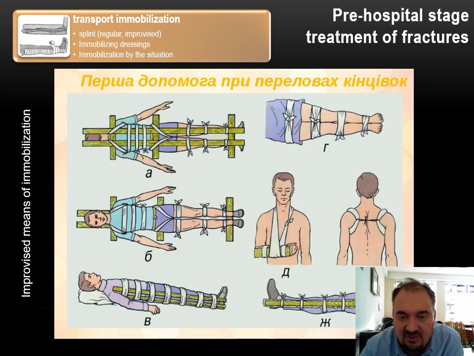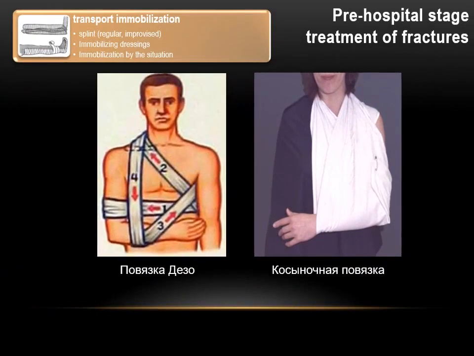We must not forget that the lower limb can be fixed one to the other. The upper limb, here on the next slide we will see, can be fixed with a Desault bandage, and we need to remember how it is done, all of you, and a kerchief bandage. Here is a Desault bandage which ensures the fixation of the shoulder, upper arm, and the maximum part of the forearm. Convenient enough. And for those who probably won't be able to do it, the kerchief bandage is very difficult to perform.